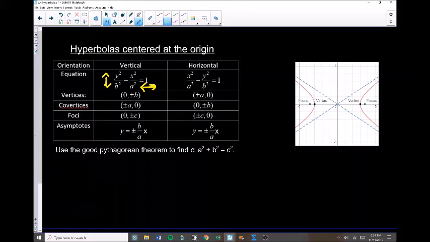We're going to work with center, vertices, co-vertices, which for this graph would be up here-ish somewhere, foci, and asymptotes. These are asymptotes that the graph approaches, and I'll show you how to work with those. The other simple difference is hyperbolas use the good Pythagorean theorem, not the evil one, just the regular one. A squared plus b squared equals c squared.